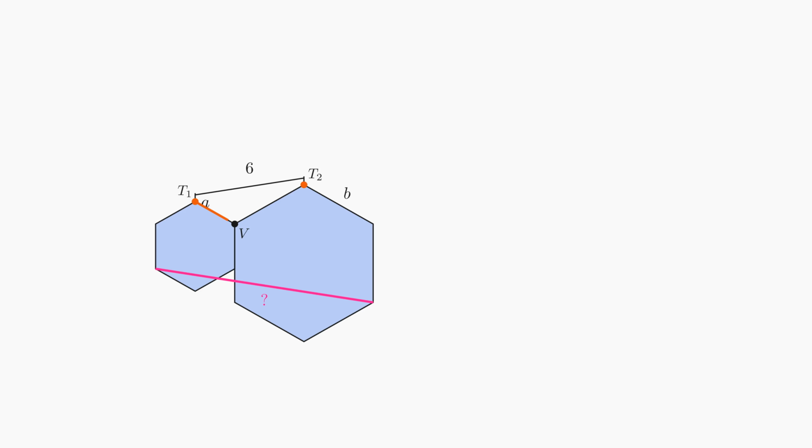Notice that T1 and V are adjacent vertices of the smaller hexagon. In any regular hexagon, adjacent vertices are exactly one side length apart, so the distance from V to T1 equals A. Similarly, T2 and V are adjacent in the larger hexagon, so the distance from V to T2 equals B. Now we have a triangle, T1, V, T2. We know two sides of this triangle, A and B. To find the third side, we need the angle at V.